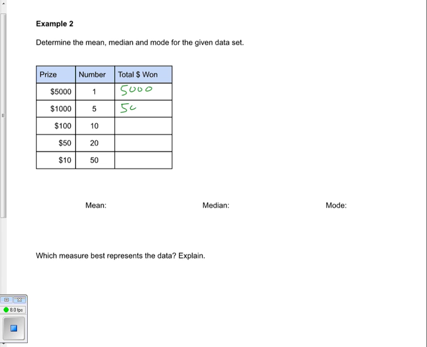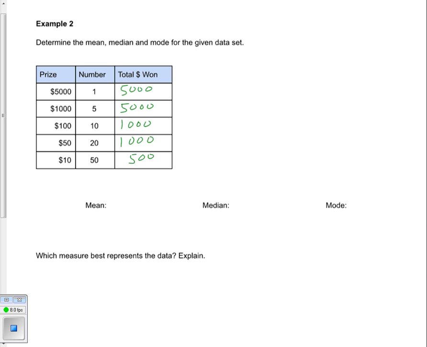Well, 1,000 times 5 is also $5,000. The next level of winnings is $100, and there's 10 prizes of $100. So 100 times 10 is 1,000. The next level of winnings is 50, and there's 20 winners of $50 apiece, and that also totals $1,000. And then finally, the last level of winnings is $10, and there's 50 winning tickets for $10 apiece, and that totals $500.